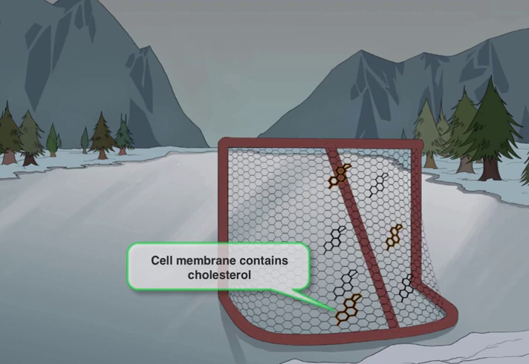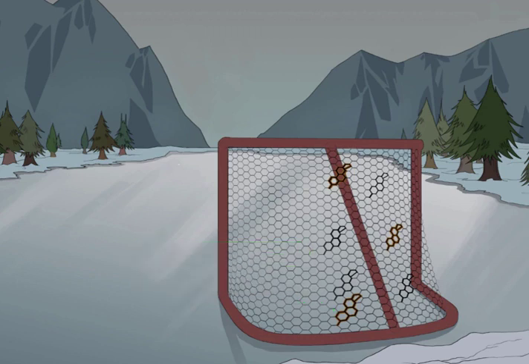And just like we've represented our net as being composed of a bunch of cholesterol molecules, so is the mycoplasma cell membrane. Actually, you may remember from biochem that all eukaryotic cells have sterols in their membrane. So this is somewhat unique for a bacteria to have this feature.